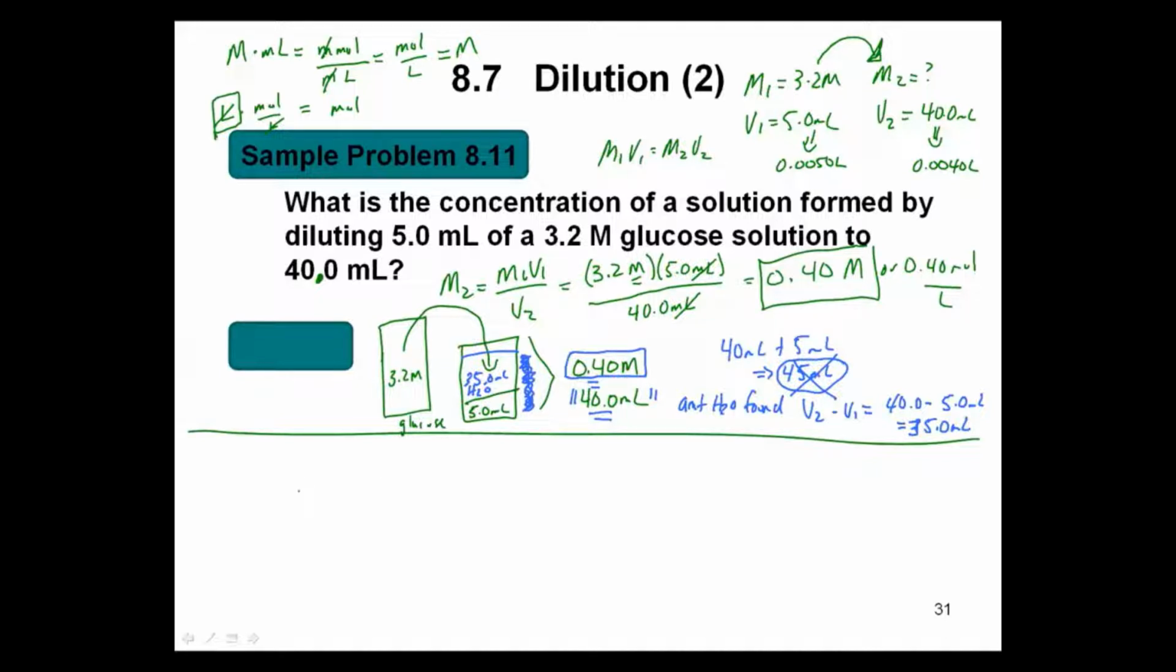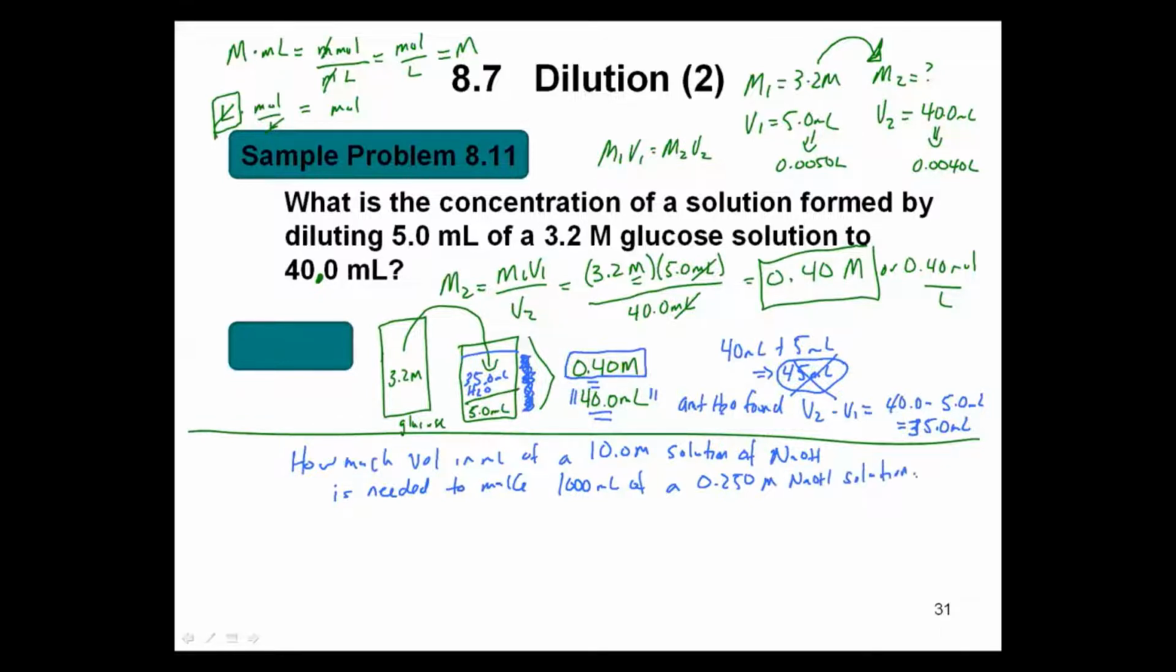So why don't we try one more here? So let's see. How much volume in milliliters of a 10 molar solution of sodium hydroxide is needed to make 1,000 milliliters of a 0.25 molar sodium hydroxide solution. All right, so take a second.